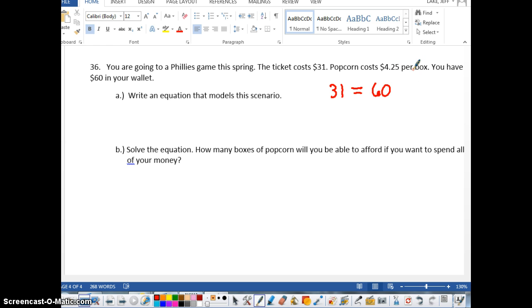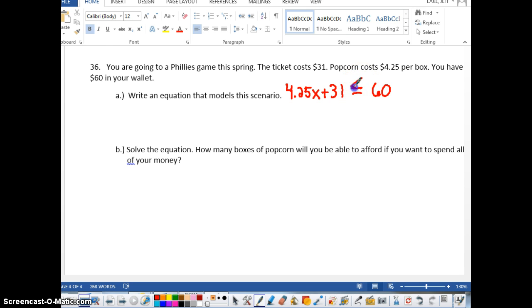We don't know how many boxes of popcorn we're going to buy. We want to figure out how many boxes we can. That's part B. How many boxes of popcorn can you afford? So it's $4.25 times the number of boxes, which we don't know. We normally use x in math to describe something that's unknown. And then plus the $31 for the ticket, and that's equal to 60. So that's my equation.